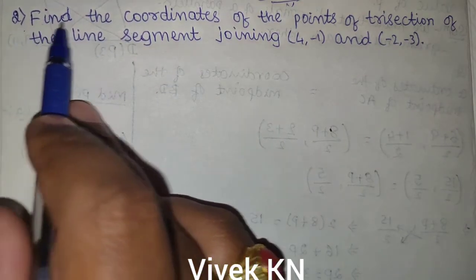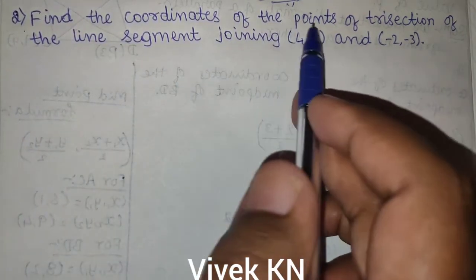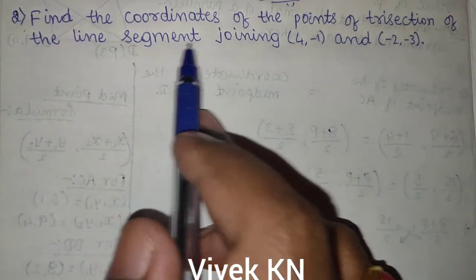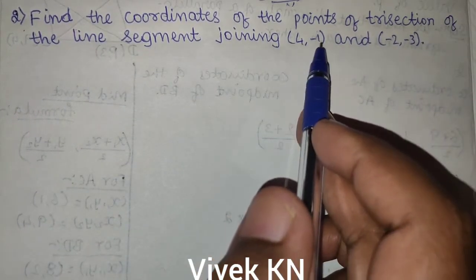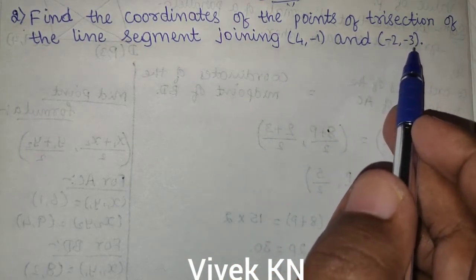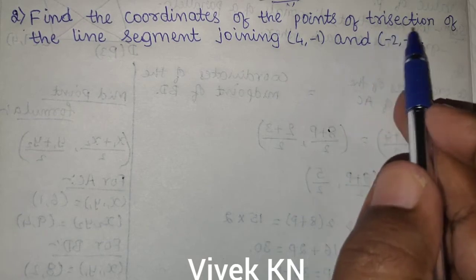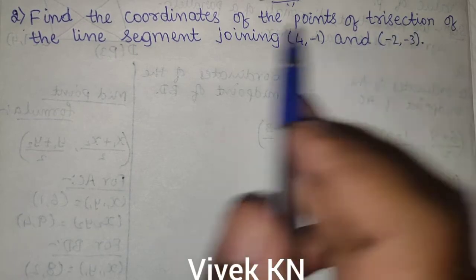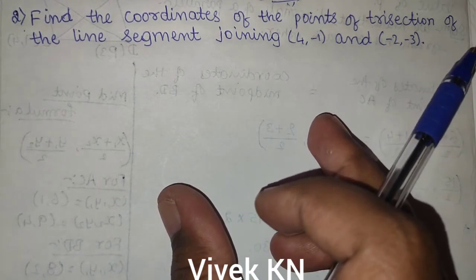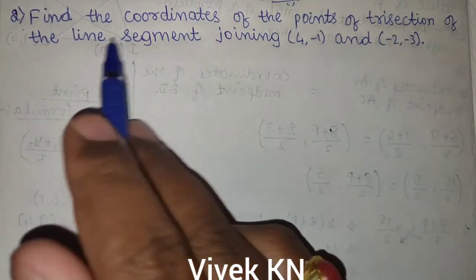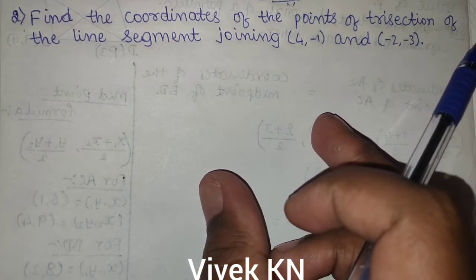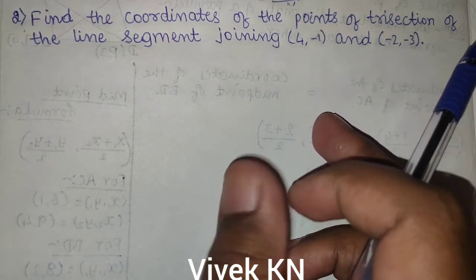Second question, find the coordinates of the points of trisection of the line segment joining (4, -1) and (-2, -3). Here the meaning of trisection is we have to divide the line segment into 3 equal sections. That is, we have to divide the line segment into 3 equal parts. Okay, so let's solve this problem.